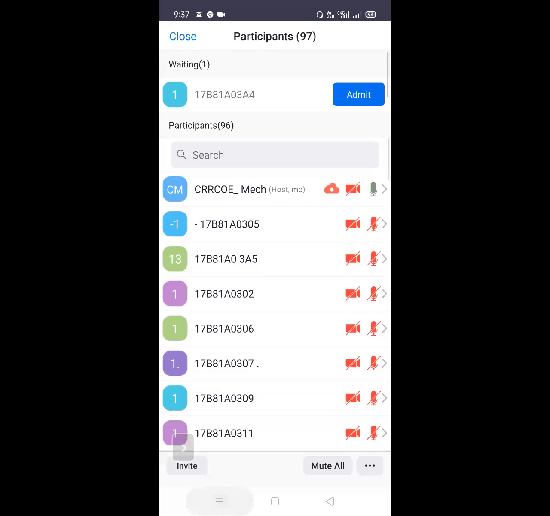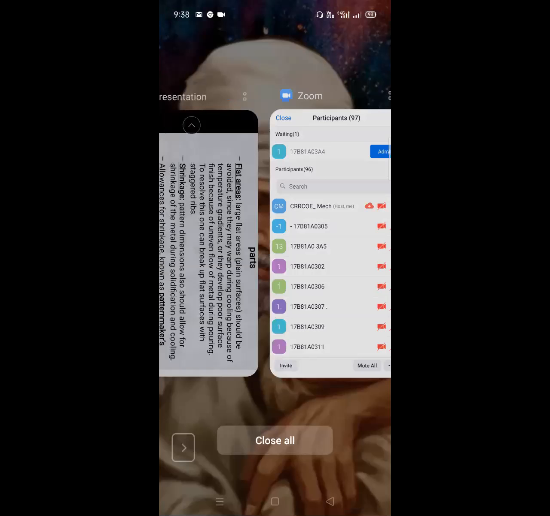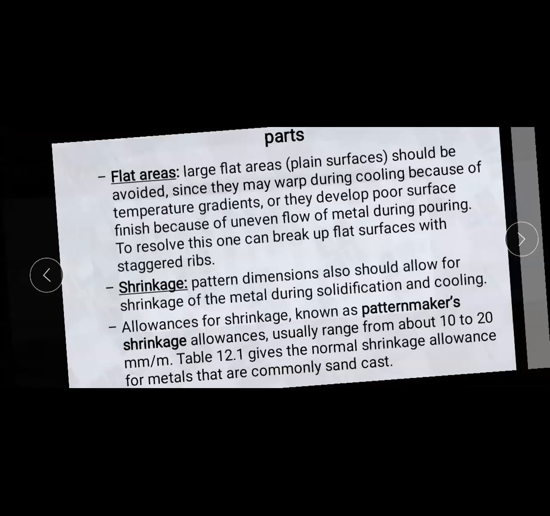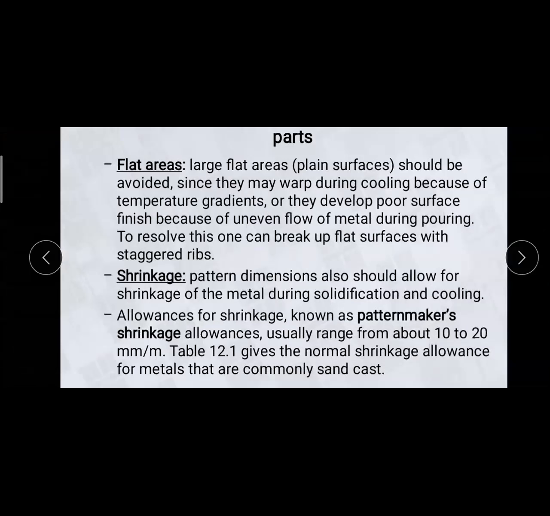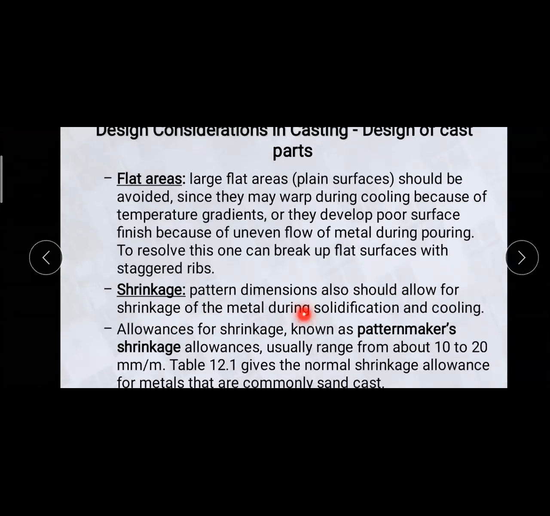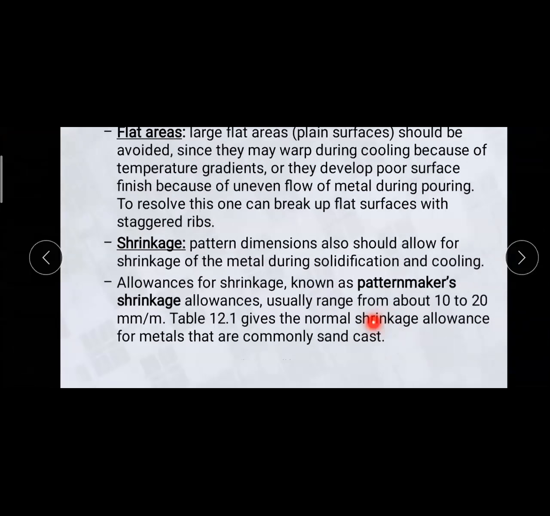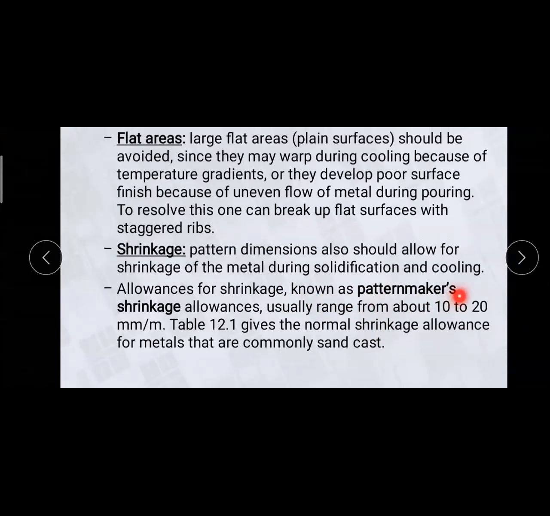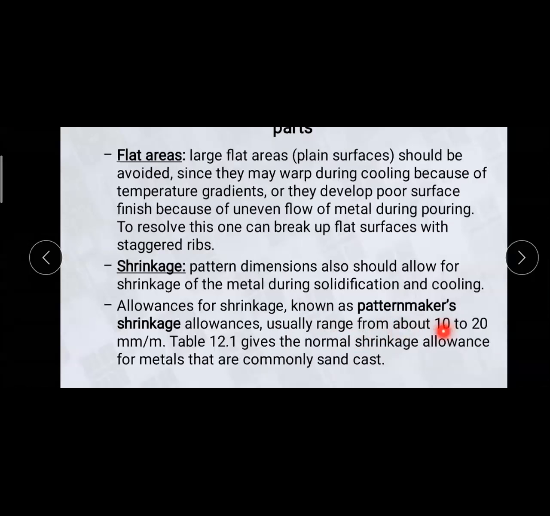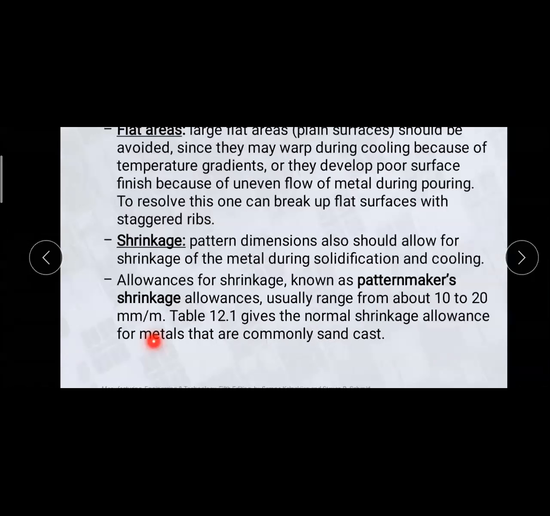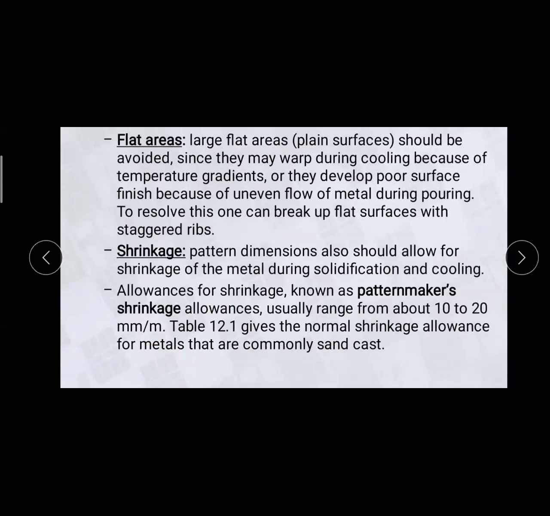So the next is shrinkages. It explains that pattern dimensions also should allow for shrinkage of the metal during solidification and cooling. The allowances for the shrinkage, known as pattern maker shrinkage allowances, usually range from about 10 to 20 mm per meter.